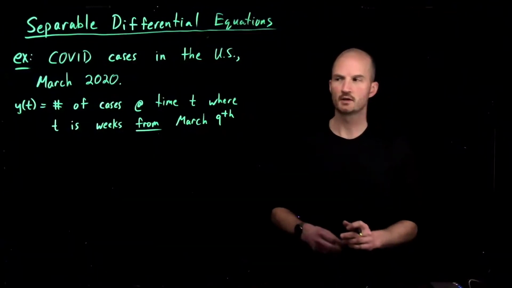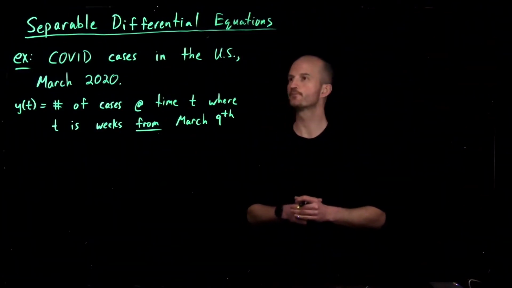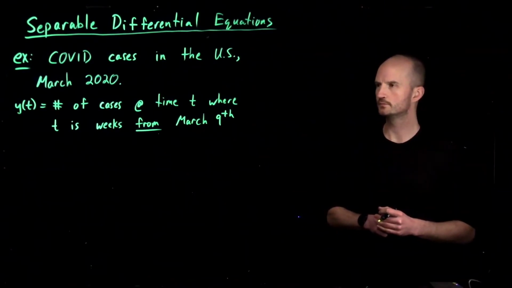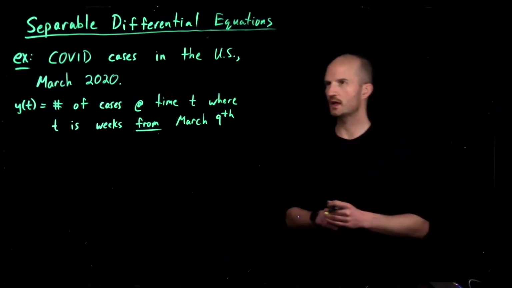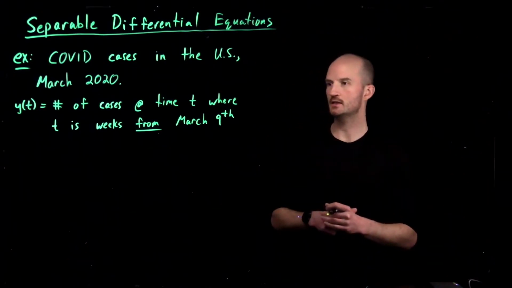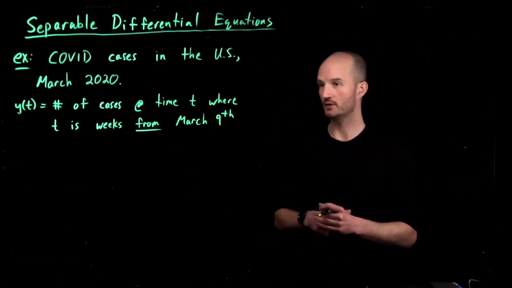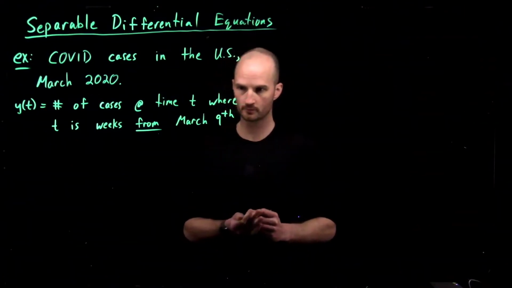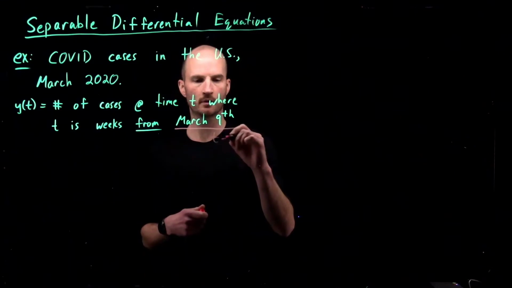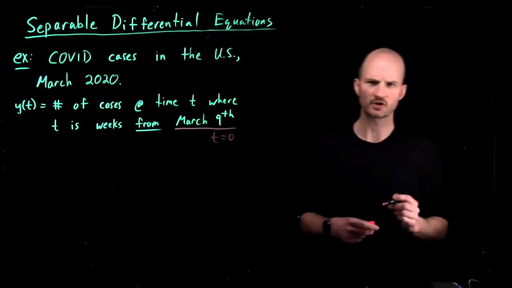So let's use differential equations in an applied setting. Copy all of this down and pause if need be. Okay, so we have y is the number of cases, and t is measured in weeks, where t equals 0 is March 9th.